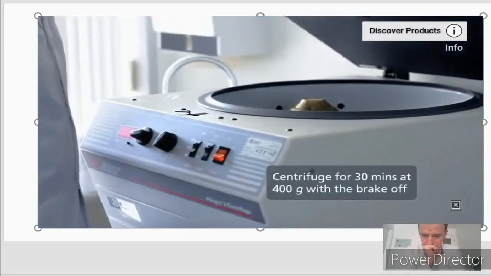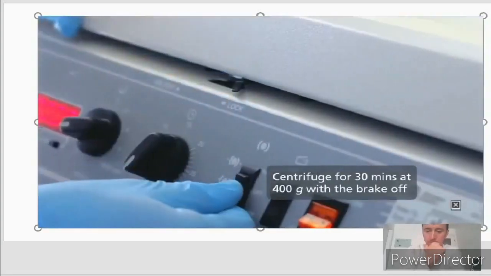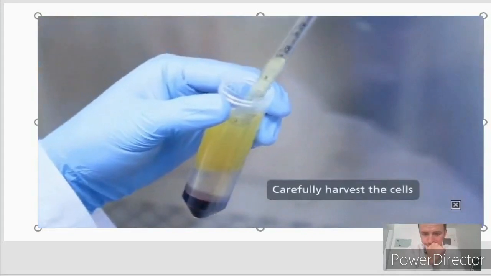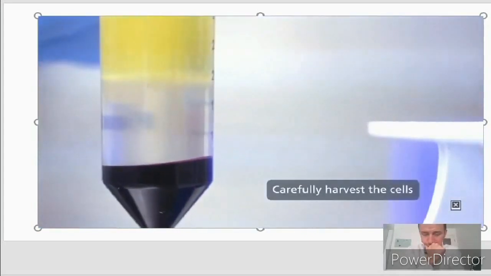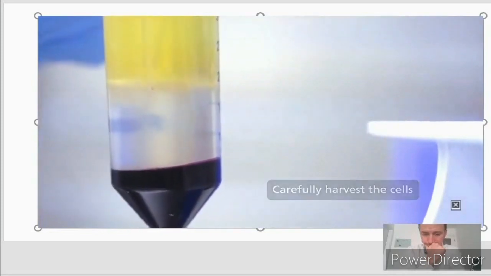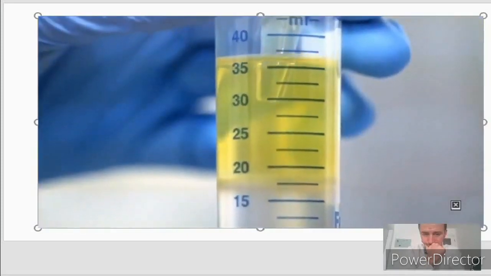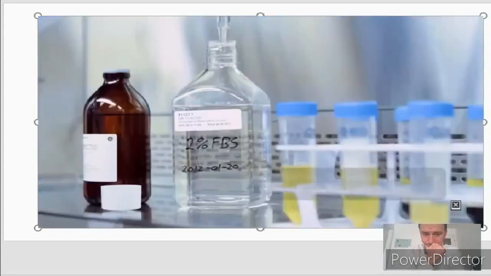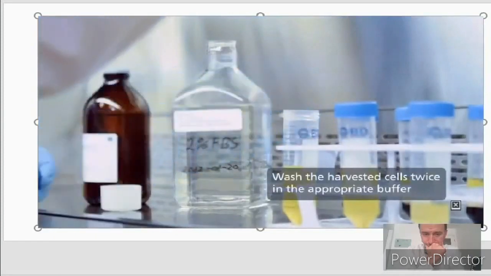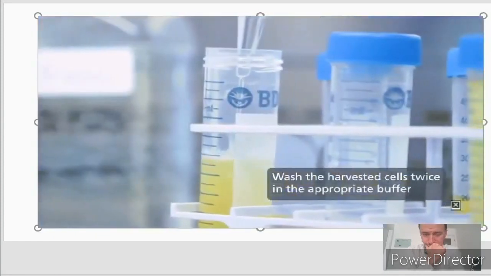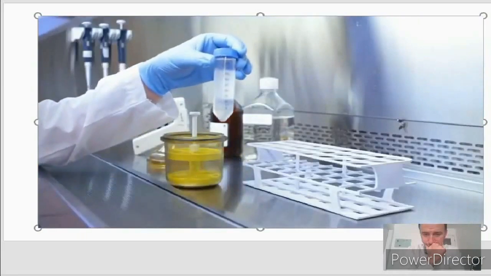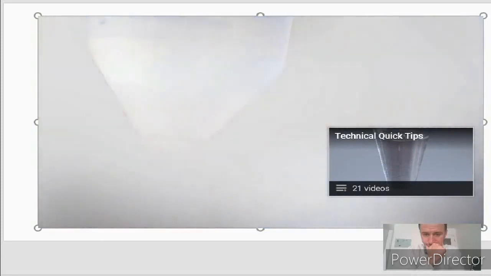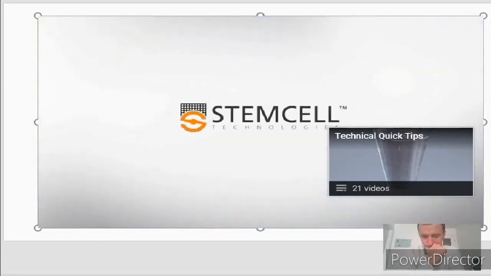Centrifuge for 30 minutes at 400 G with the brake off. Carefully harvest the cells by inserting the pipette directly through the upper plasma layer to the mononuclear cells at the interface. Alternatively, you can first remove the upper layer and then collect the cells. Finally, wash the harvested cells twice in the appropriate buffer. The cells are now ready for EasySep cell separations or other downstream applications. For more information on blood sample processing and cell isolation, please visit stemcell.com.